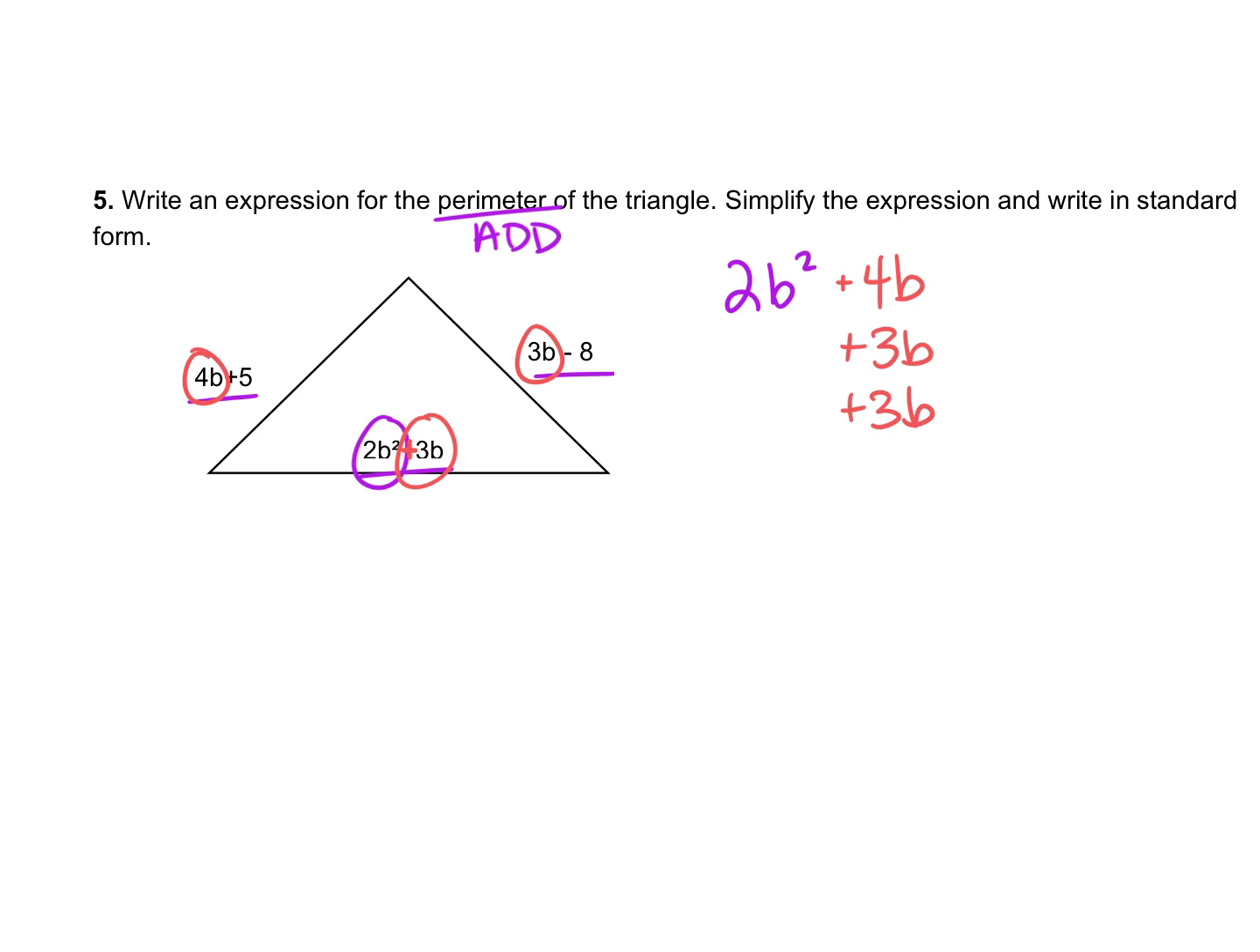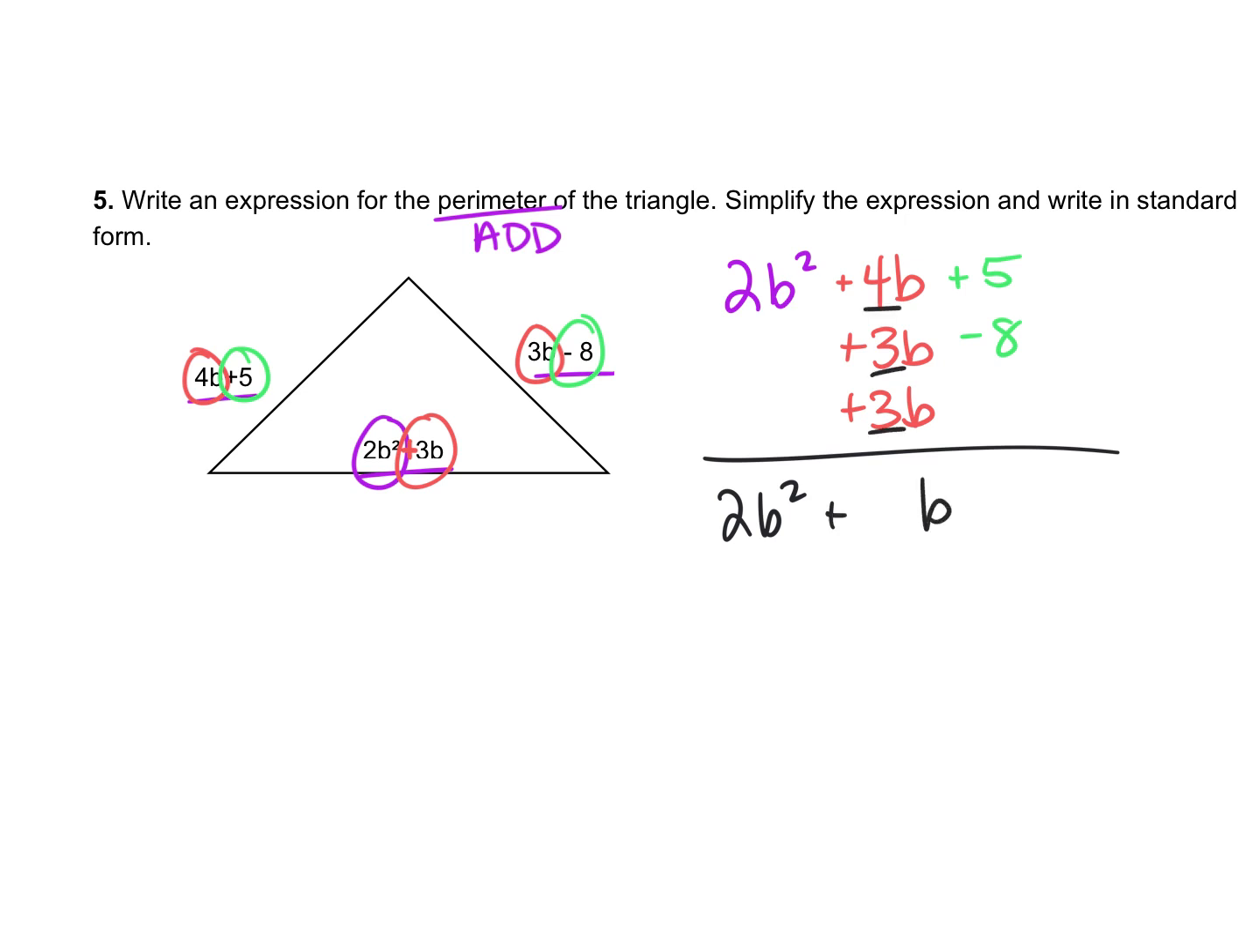So I'm going to combine all those like terms, just going to add them all up. And I should go ahead and do the constants too while I'm at it. The constants, I got a positive 5 and a negative 8. All right. So we're just going to combine all those like terms. 2b squared didn't have any like terms. The b's, there was a 4b, 3b, 3b. So I'm going to add them all up. How many b's do you see?